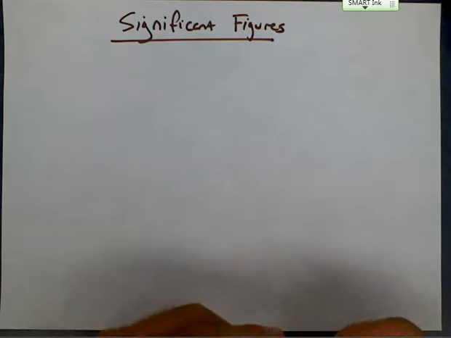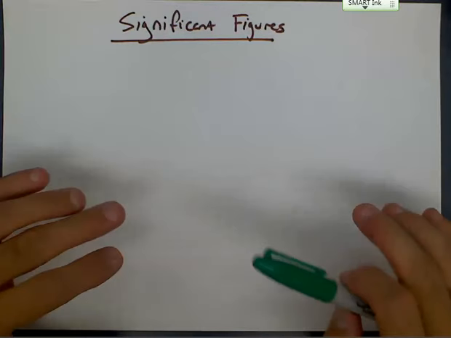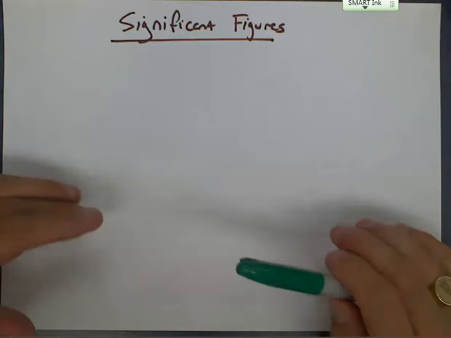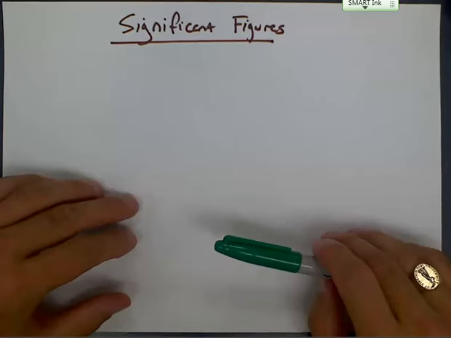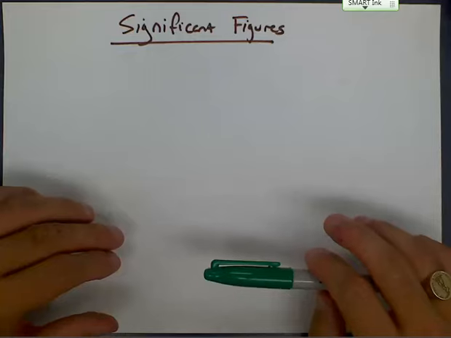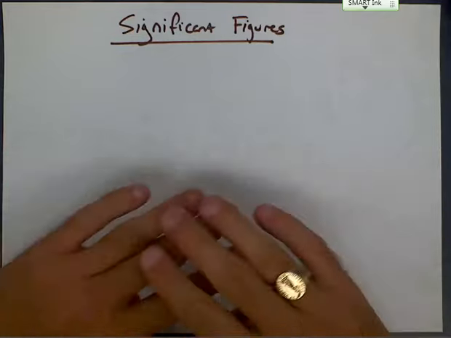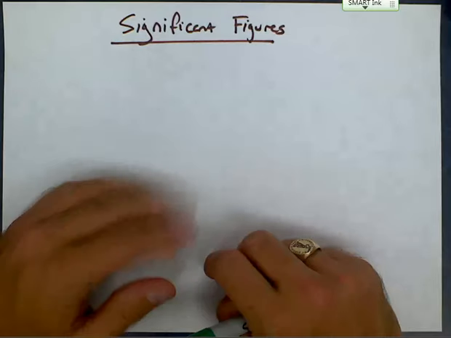Okay, so we're talking about significant figures. Now, in this video, we're just going to talk about the basic rules for finding the number of significant figures in a measurement. If you're looking for an explanation of why these rules exist, check out another video we're going to post soon. This one's going to be just on the actual rules themselves and how to use them.